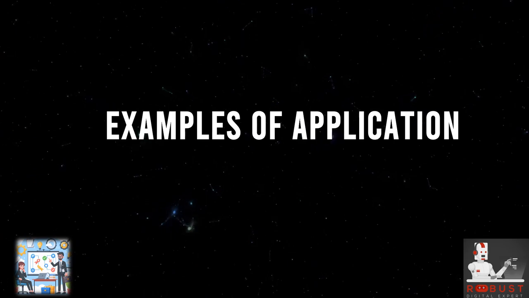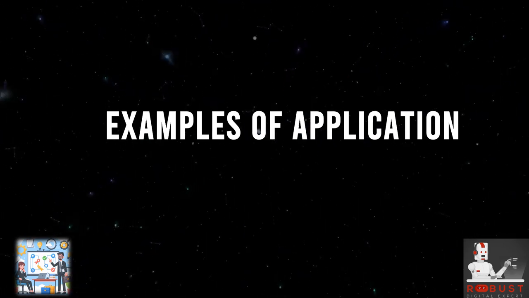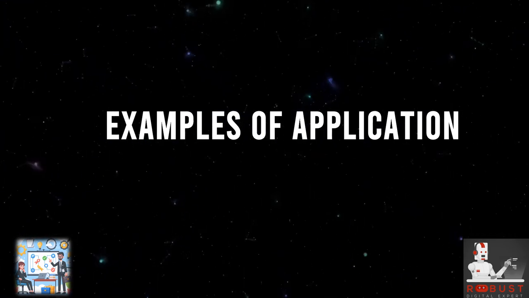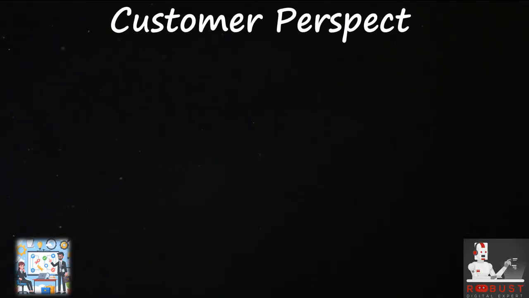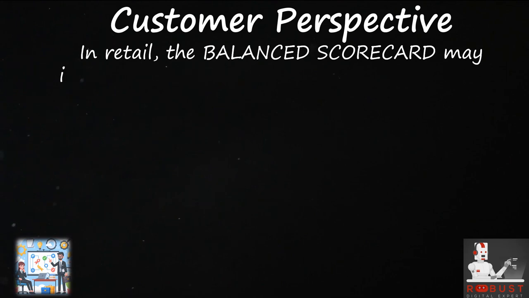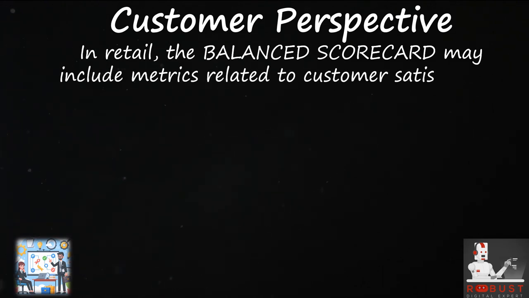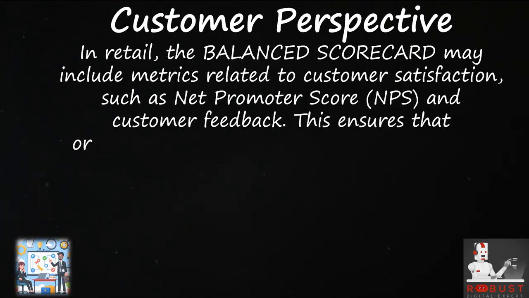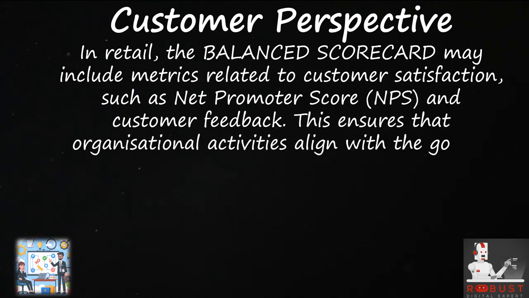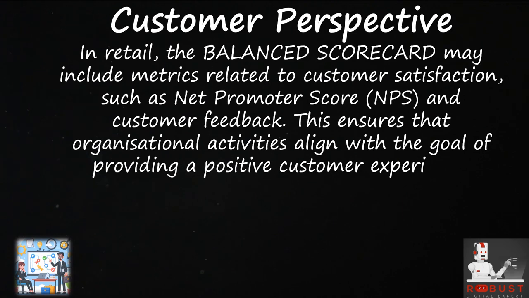Examples of application. Customer perspective. In retail, the balanced scorecard may include metrics related to customer satisfaction, such as Net Promoter Score, NPS, and customer feedback. This ensures that organizational activities align with the goal of providing a positive customer experience.